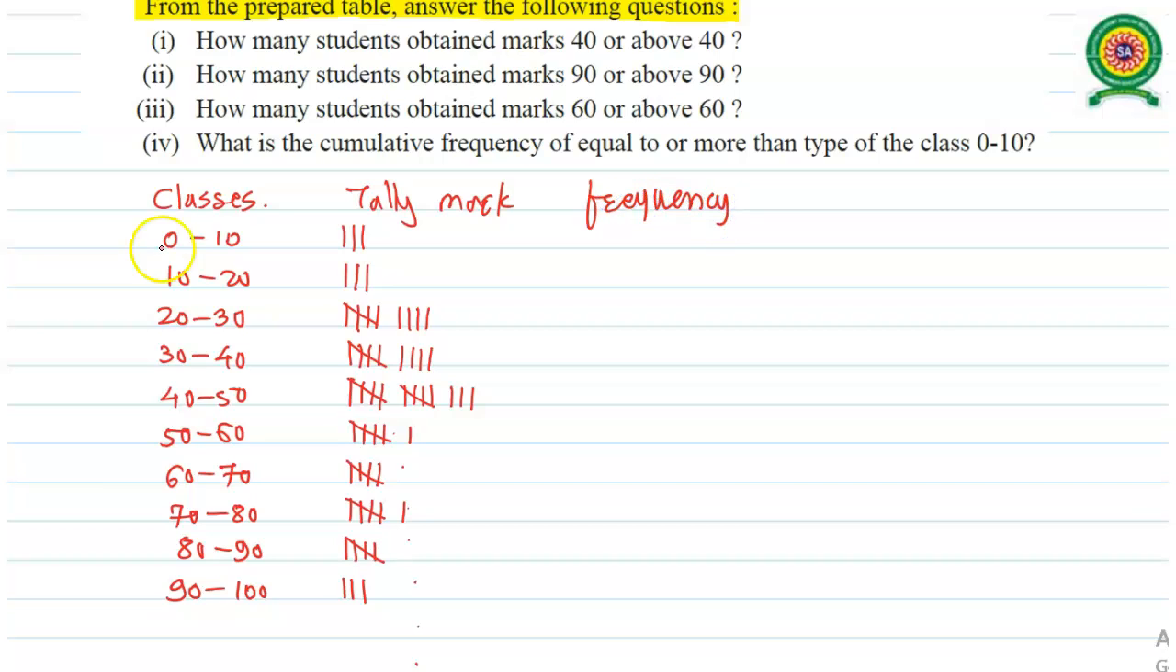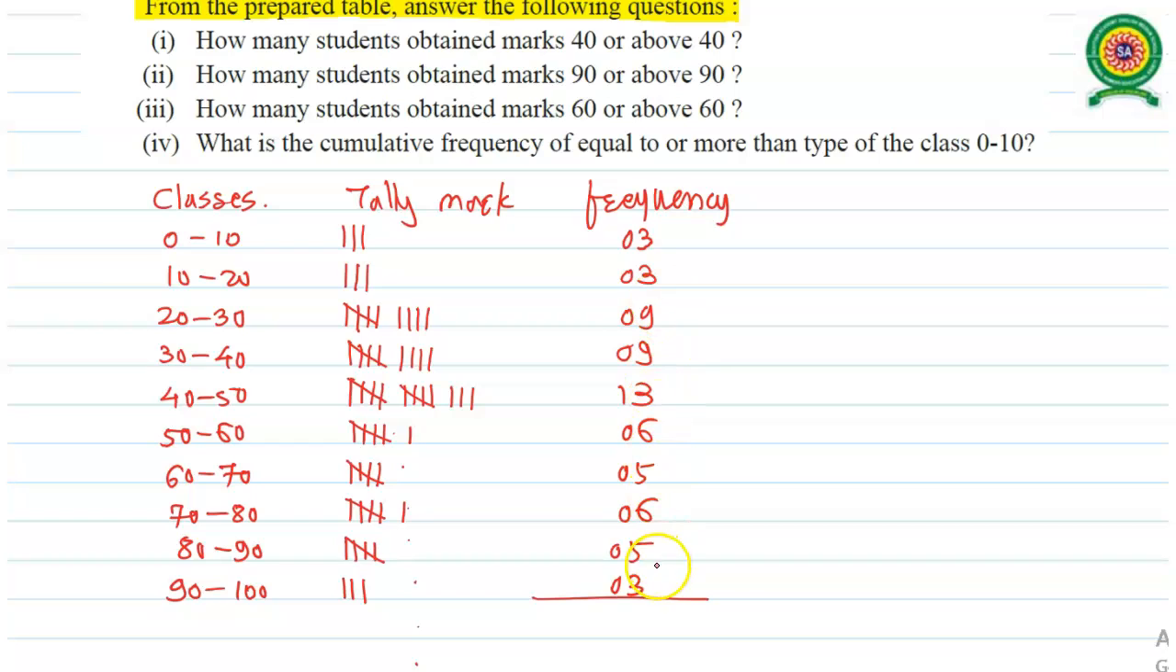So frequency, first class having the frequency 3. Next class having the frequency 3. Next to it we have a 9. Next to it again a 9. Next to it we have a 13. After that we have a 6. After that we have a 5. After that again a 6. Again 5 and at last 3.